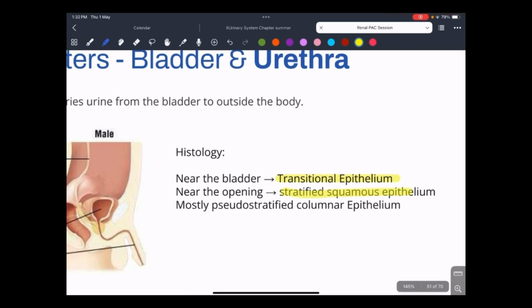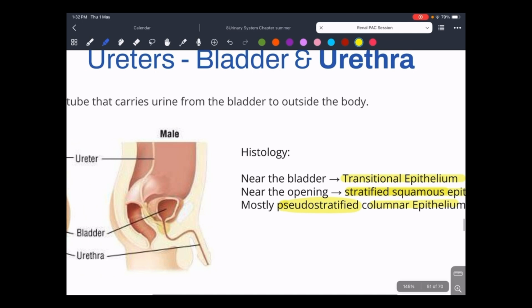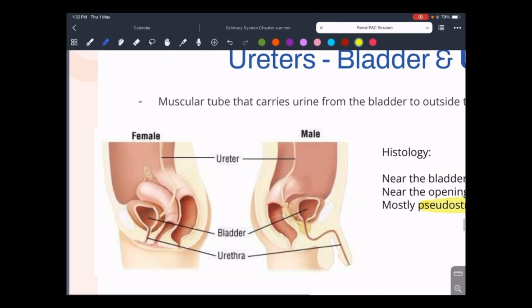Near the opening, it turns to stratified squamous because, again, near the opening, any body structure that is interacting with the outside world needs to be made up of strong epithelium that can withstand anything. That's our trusty stratified squamous. And in the middle, that's when it gets its own kind of identity, and it has pseudostratified columnar epithelium. So again, near the bladder, like the bladder, transitional. Near the outside of the body where it can have problems and needs to withstand a lot of wear and tear, stratified squamous. And in the middle, pseudostratified columnar epithelium.